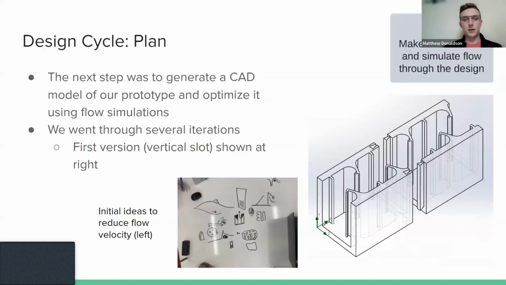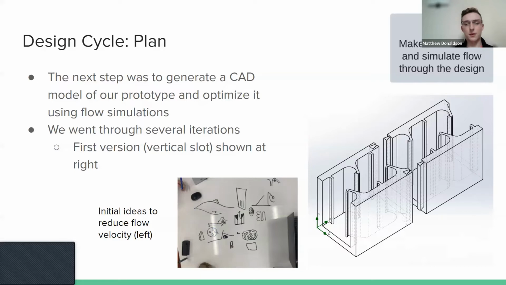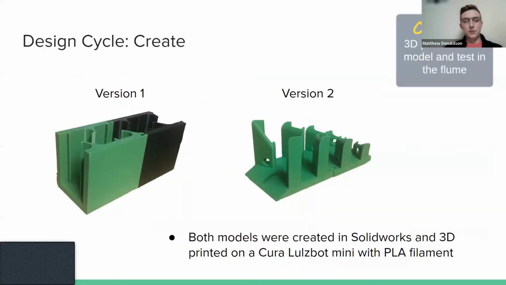Using what we had talked about in the imagine design stage, we then created multiple different 3D models using a CAD software called SolidWorks. We would then use those models in flow simulations to represent what the water would do in this situation. After creating the 3D models on the computer, we then 3D printed them so we could test them in the flume.